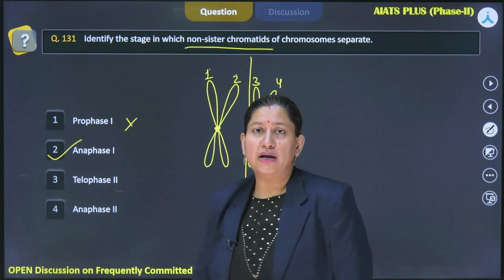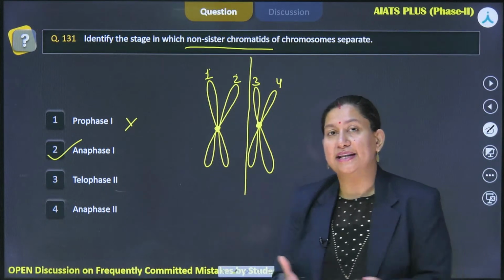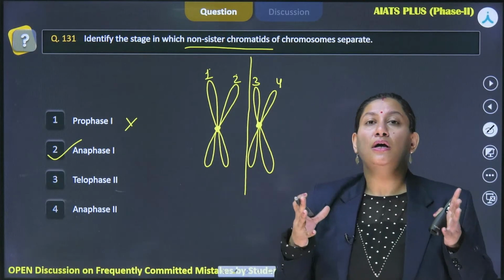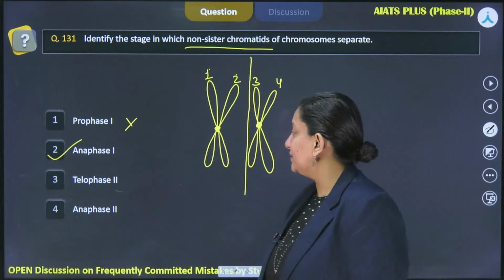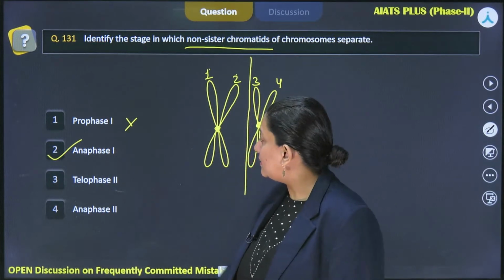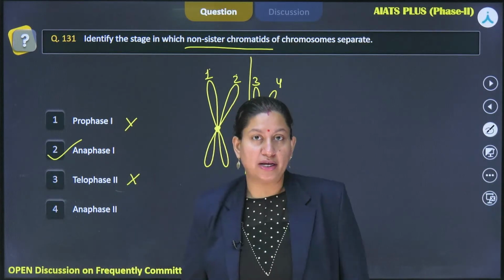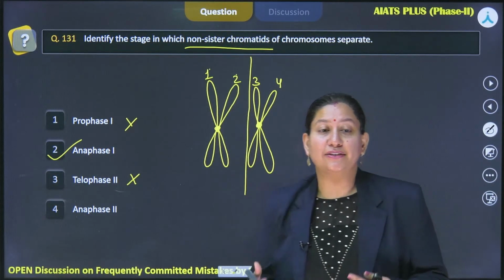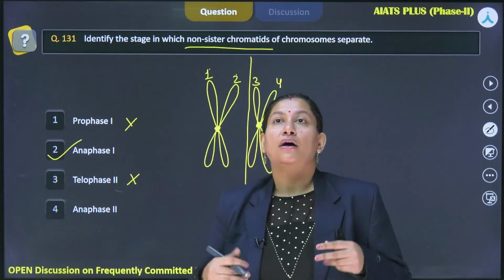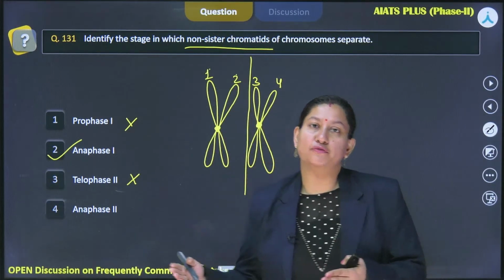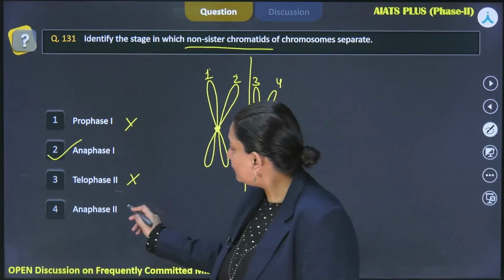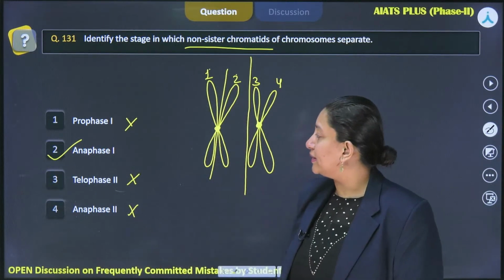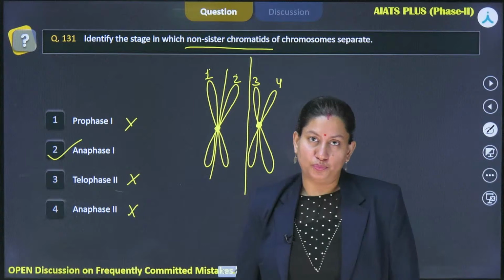Prophase 1, we could rule out because over here crossing over and synapsis are the key events. Here the separation does not occur, rather the conjoining, or you could say the association, of the non-sister chromatids takes place, along with the exchange of genetic material between these. Telophase 2 could also be ruled out, because in telophase 2 this separation has already occurred, and in telophase 2 there is decondensation of the chromatin material. Anaphase 2 would be the separation of sister chromatids, not the non-sister ones, right? So this is also incorrect. So the correct answer would be option number 2, right?